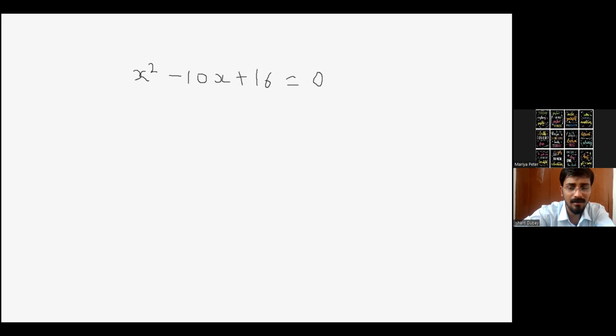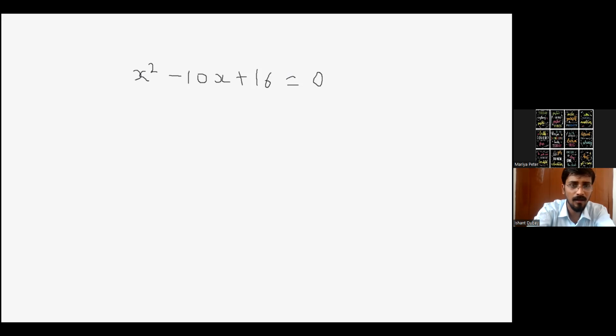And the second method, after factorization, is the squaring method. Then we have the square root method.